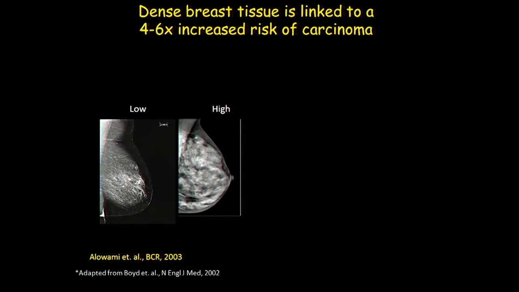All right, so our story links to a very common finding, which is that dense breast tissue is linked to a huge increased risk of developing breast carcinoma. In fact, other than being a woman, this is the single largest risk factor for developing breast cancer. And here's an example of low and high mammographic density. This is work that was pioneered by Norman Boyd's lab over the past probably 15 years.